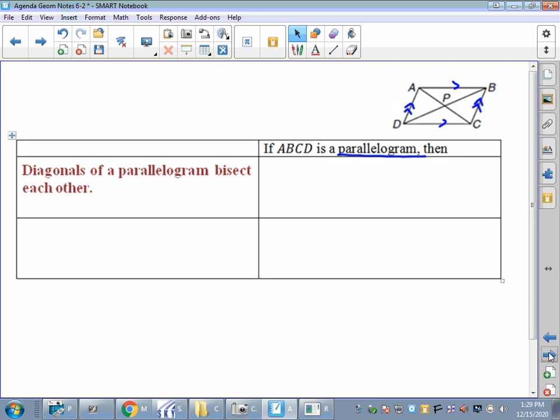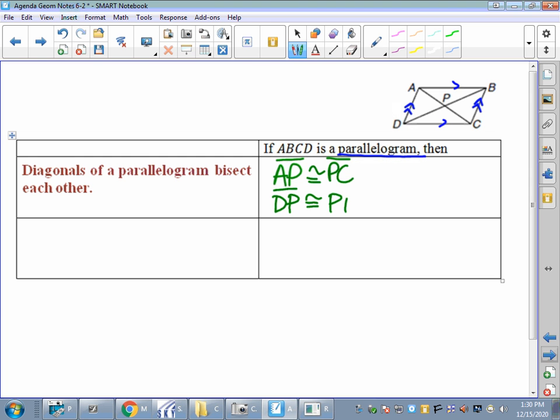The diagonals bisect each other. If you draw in both diagonals, they bisect each other. We used the word bisect early in the year, like I think in chapter 1. Bisect means cut in half, right? Two congruent pieces. So that means if these are the diagonals, that means that segment AP has to be congruent to segment PC. And it also means that DP is congruent to PB.